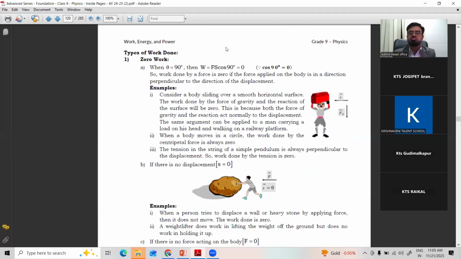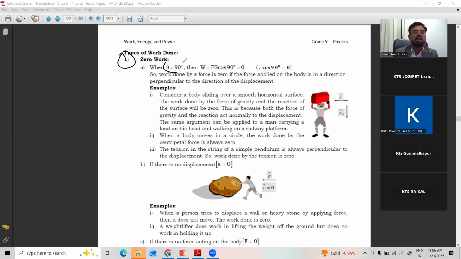Types of work. There are three types possible, with examples given: zero work, positive work, and negative work. All the examples we can come across in our day-to-day life. So first, the type of work: the first one is zero work.